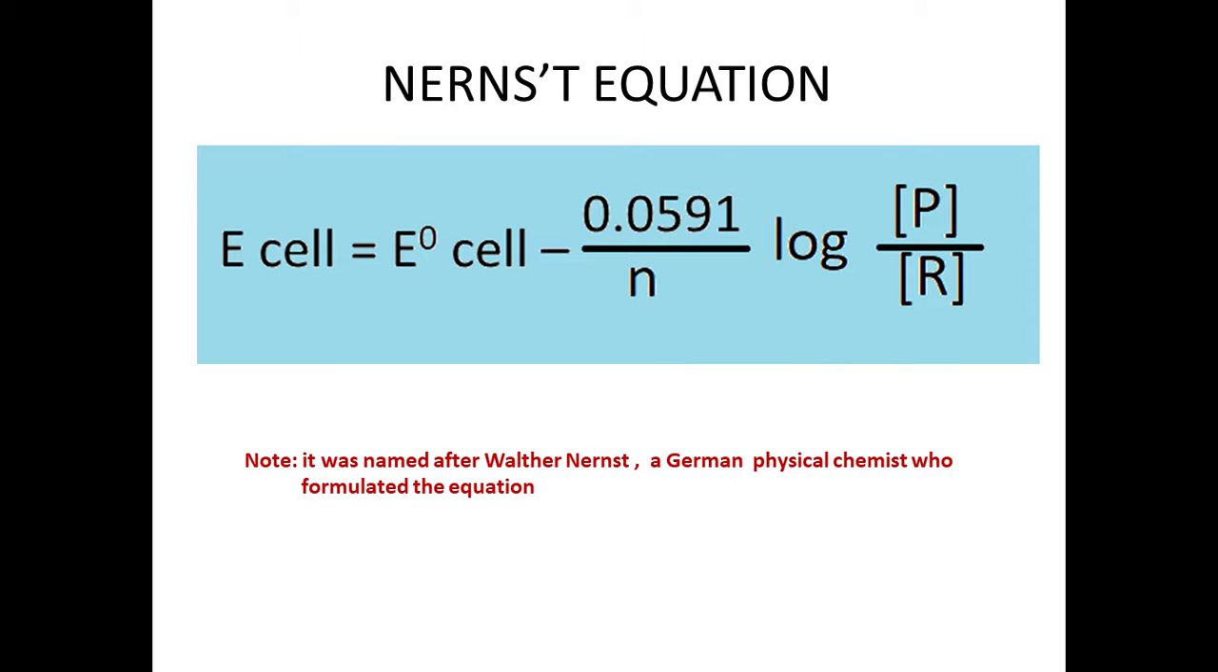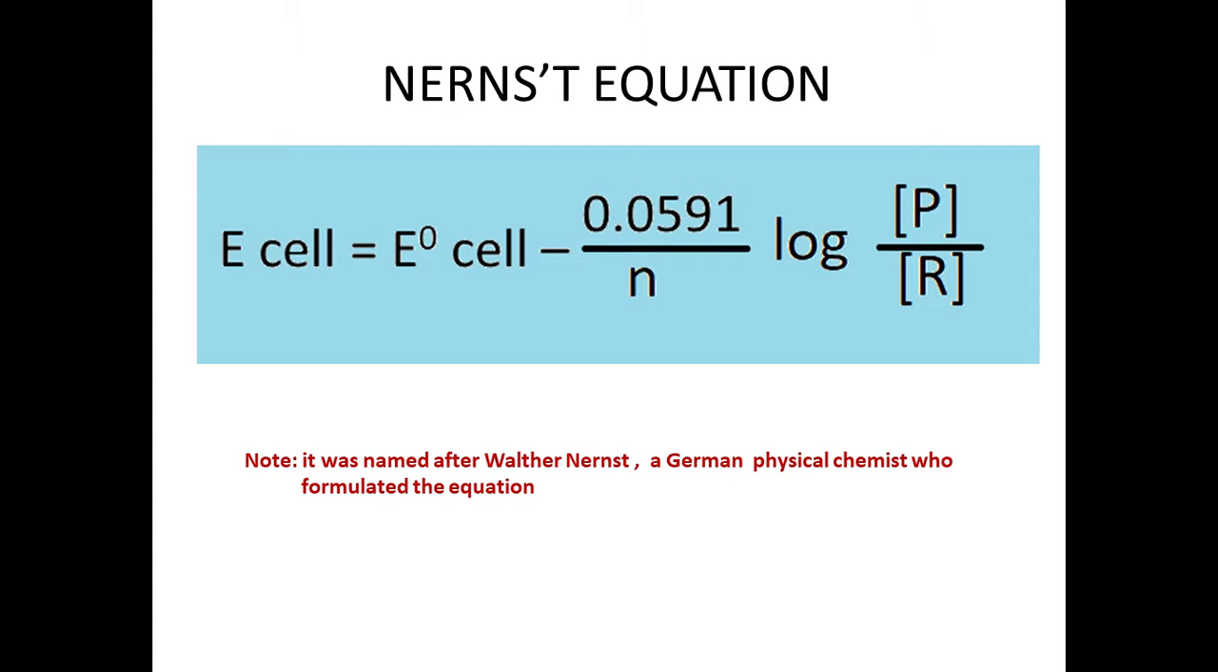Okay. You can see here you have to learn this equation as such because there is a 3 mark question which comes in the examination, and this is a very important equation. You have to write it as E cell is equal to E naught cell minus 0.0591 divided by n log concentration of product divided by concentration of reactant.